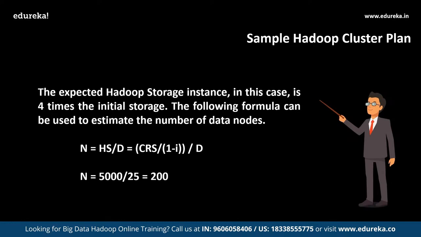Let us assume that 25 terabytes is the available disk space for a single node, each node comprising 27 disks of 1 terabyte each. Here, 2 terabytes is dedicated to the operating system. Also, assuming the initial data to be 5000 terabytes. N is equal to 5000 divided by 25, which results in 200. Hence, we need 200 nodes in this scenario. So that's how we plan a sample Hadoop cluster.